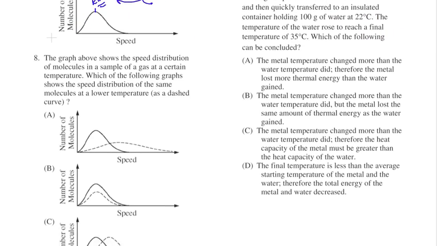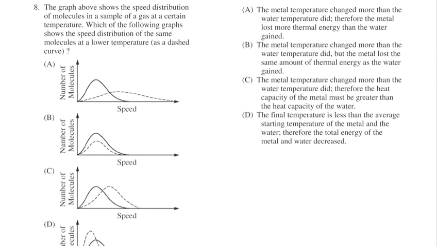But all you got to understand here is that they're showing the speed distribution of molecules in the y, and we have a certain temperature. This temperature is staying constant, and then which of the graph shows the speed distribution at a lower temperature is a dash curve. Okay, so they're changing the temperature. It's not staying constant. But what we should know is that the dash curve, make sure we get this correct, is the slower.